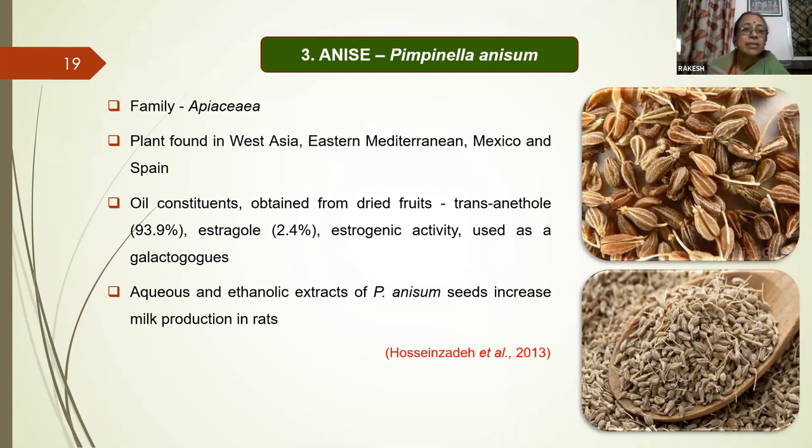The oil constituents obtained from dried fruits: trans-anethole 93.9%, estragole 2.4%. Estrogenic activity is used as a galactagogue. Aqueous and ethanolic extracts of Pimpinella anisum seeds increase milk production in rats. In Hindi, it is known as zeera.